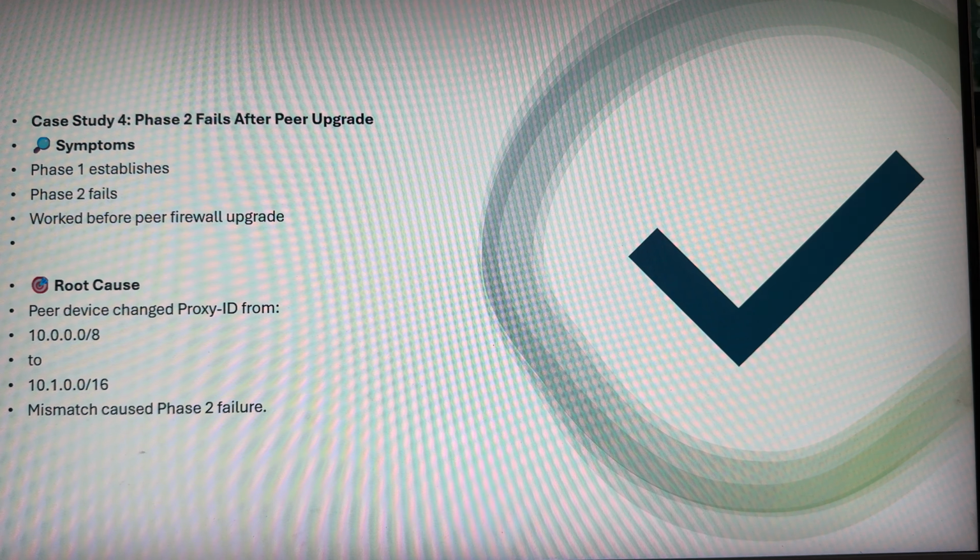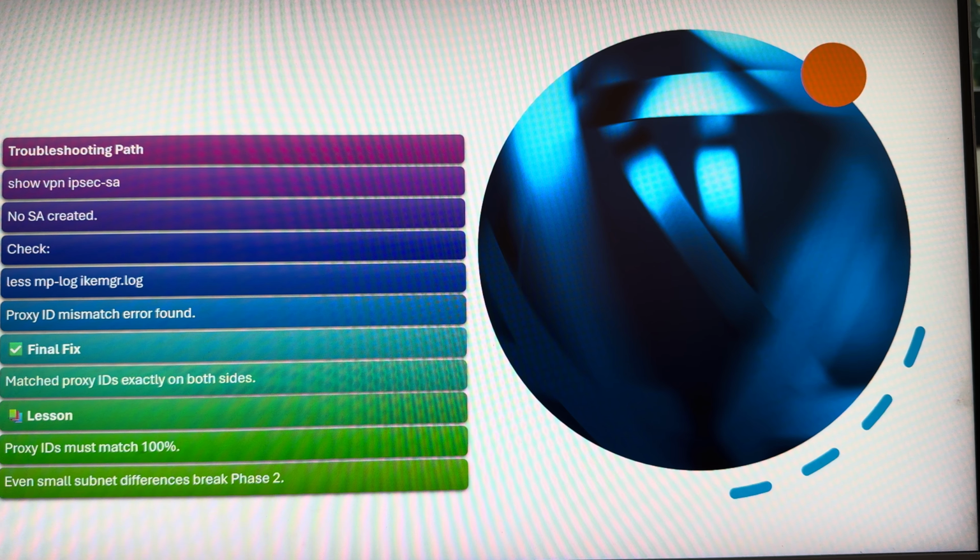Troubleshooting path: show vpn ipsec-sa showed no SA created. Check less mp-log ikemgr.log, and a proxy ID mismatch error was found. Final fix: matched the proxy IDs exactly on both sides. Lesson: proxy IDs must match 100%. Even small subnet differences break phase 2.